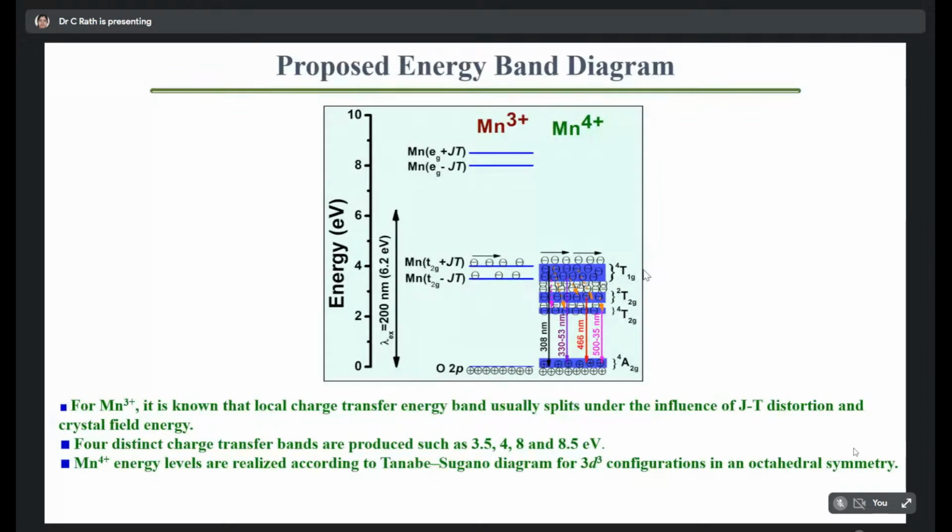And we did this energy band diagram because manganese 3+ and manganese 4+ are both present. Manganese 3+ has t2g and eg bands, and Mn4+ has 4T1g, 4T2g and 4A2g. These are the bands: when we excite at 200 nanometer, the electrons jump from the ground state to the Mn3+ t2g band, which is at the same energy level as Mn4+. The electrons go to the Mn4+ energy level and come back to the ground state with these 3-4 different kinds of emission peaks which we observe over here. Both energy levels are similar in Mn3+ and Mn4+, so when it comes back to the ground state, it comes back through the Mn4+ energy state. So 4 distinct charge transfer bands are produced, which we observe in the emission spectra. The Mn4+ energy levels are realized according to the Tanabe-Sugano diagram for d3 configuration in octahedral symmetry.